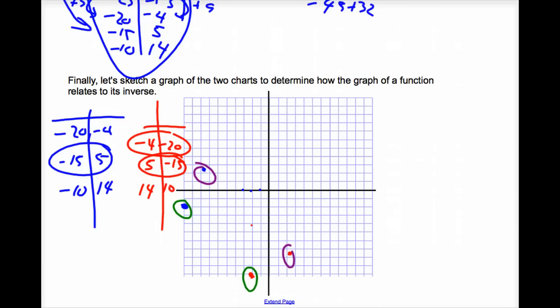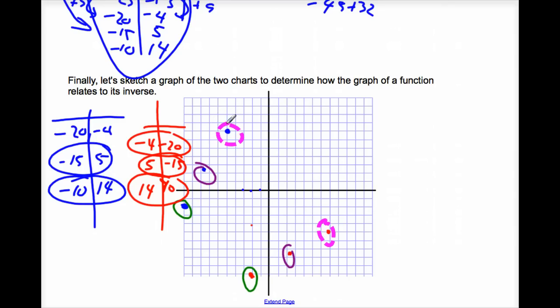One more, last one. Let's go with the negative 10, 14. That would be 5 left. 1, 2, 3, 4, 5, and 7 up. 1, 2, 3, 4, 5, 6, 7. The inverse of that, 14, would be a negative 10. I don't think I got my negative there. Fix that. 14, negative 10. That would be 7, right? 1, 2, 3, 4, 5, 6, 7, and 5 down. 1, 2, 3, 4, 5. Those are inverses. I'll circle those.